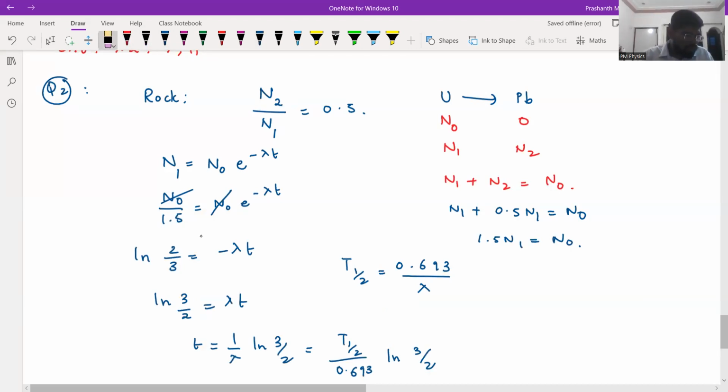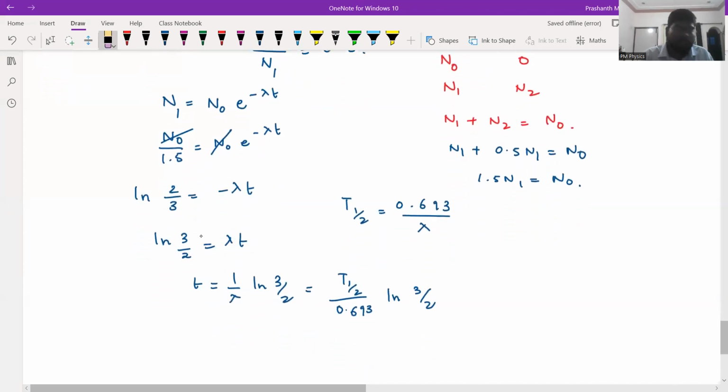Okay. Which option is matching here? They have written in ln 2. That is, the third option is matching.